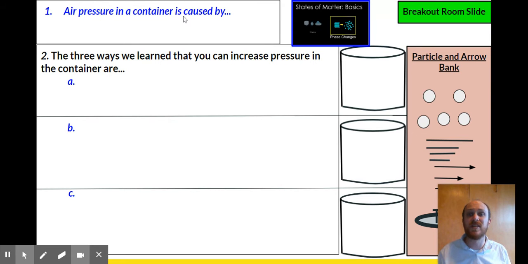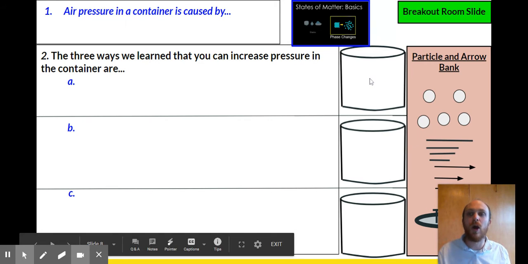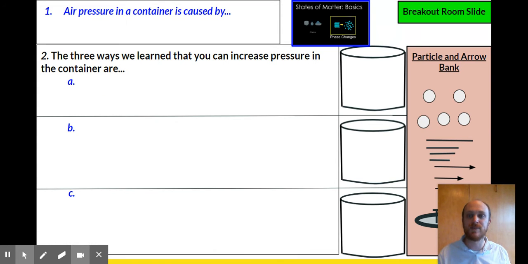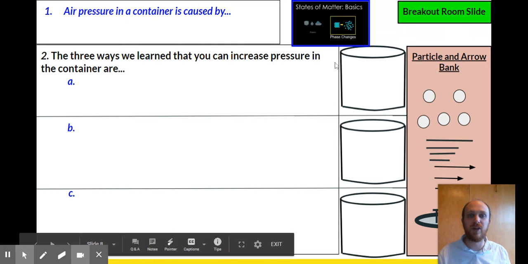So air pressure in a container is caused by, I actually just said that to you in this video, so either go back or just go back up a couple slides and you can answer this question. I just want you to have to actually write it down so you remember it. Then, using the models that we have from this simulation, I've created 3 containers here for you. I want you to tell me what are the 3 different ways that we learned about of how to increase pressure in a container. You can increase pressure by doing 3 different things. You're going to tell me what they are and you're going to model them.